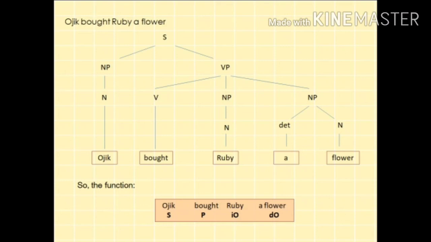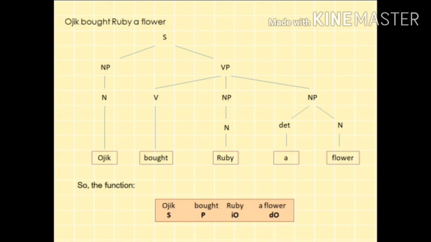Then we go to the VP. In here, we divided VP into 3 parts. The first is V, and then NP, and also NP. So, V for verb, as in bought. And then NP or noun phrase, we specified it into N or noun, as in Ruby. And then NP, we specified it into Det or determiner and N, noun. And then Det as in a, and then N as in flower.